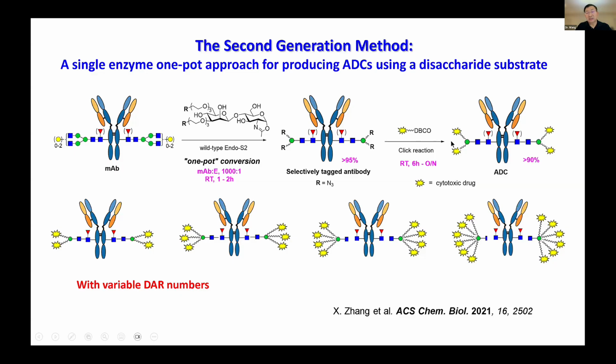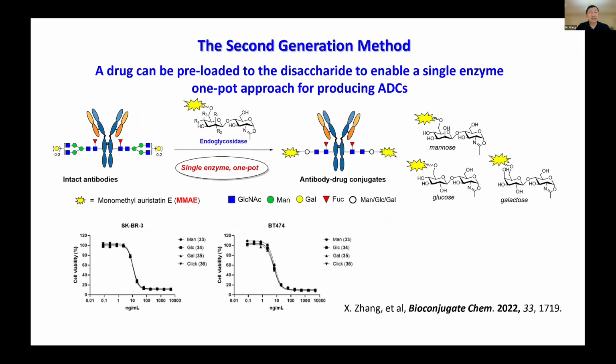So with the azide, you can do click chemistry to introduce the payload. By controlling the number of azides on the disaccharide, you can vary the drug-antibody ratio. Okay. And also we can preload the drug on the disaccharide, and then you use the Y-type endoglycosidase to do the remodeling of the Fc glycan. So a single step, single enzyme, one pot, you can get the ADC.